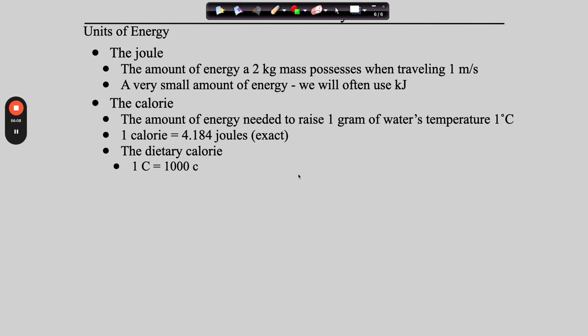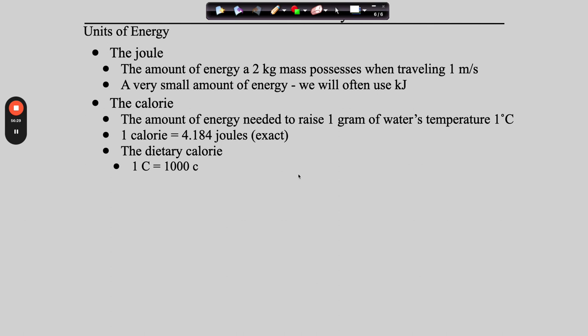But the little C is the one that we eat, and then the big C is going to be like the calorie. No, so the big C is our dietary calorie. Okay. The little C is the calorie that we'll talk about in chemistry. Okay. Is that okay? All right.